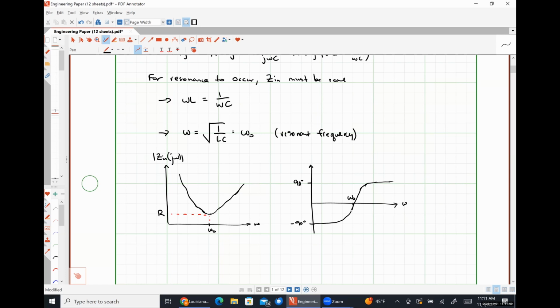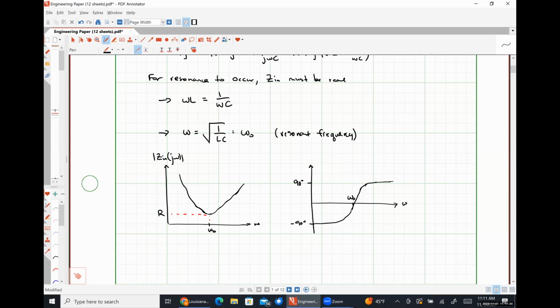So we would have something that looks similar to this, right? So it's going to start off at negative 90 degrees for very low frequencies because the capacitance is the dominant portion of the impedance. As we get closer and closer to our resonant frequency, the resistor takes over. And then as we go beyond our resonant frequency, the impedance of the inductor becomes the dominant contribution to the system. And that's exactly what we see over here on the left-hand side as well, right?